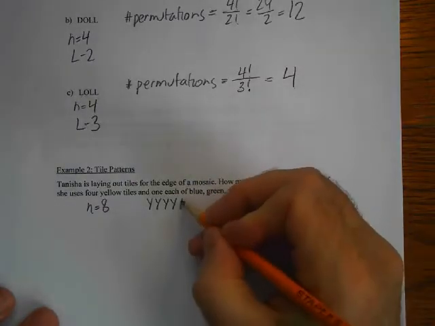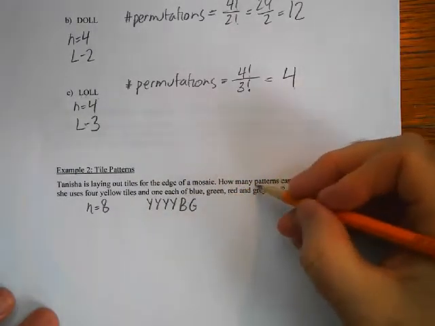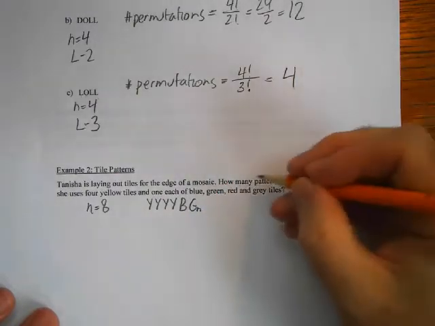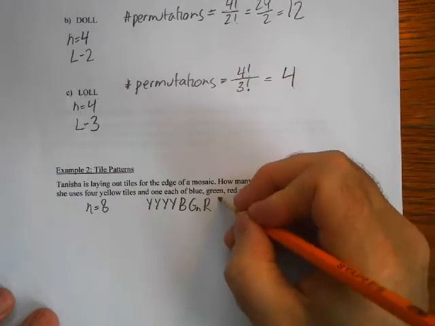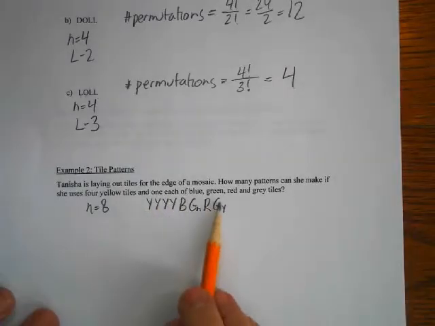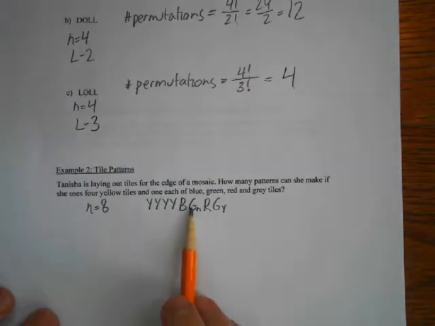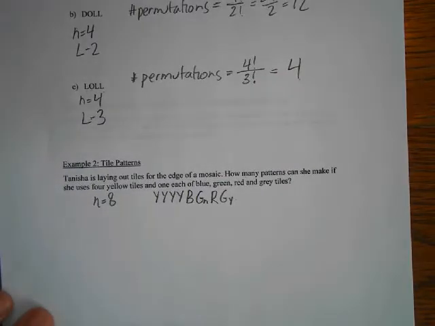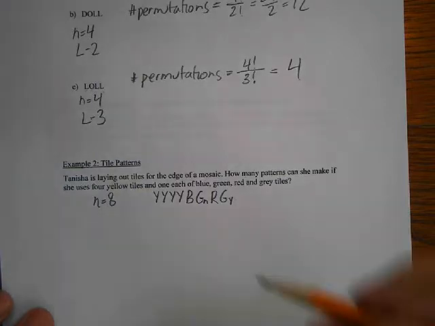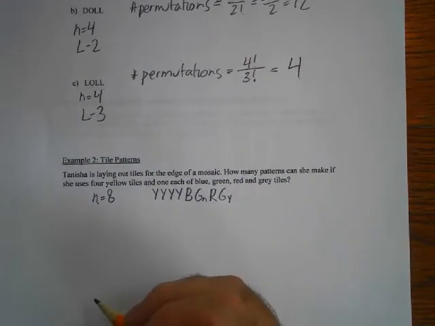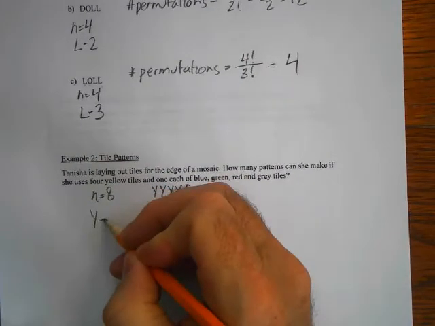She's got a blue, a green. Now I've got green and gray, which kind of messes up my lettering, so I'll put GN for green. And I got a red and a gray, so I'll put GY for the gray. So you could almost think about how many different words can I come up with this, although these are all different letters, but these are all the same. So in terms of identical letters, I do have some, and that's the Y's. I've got 4 Y's.